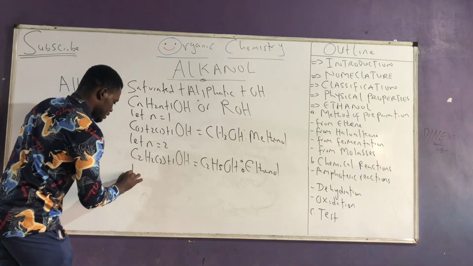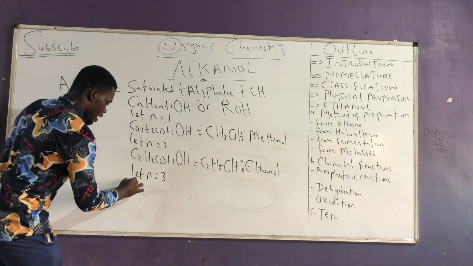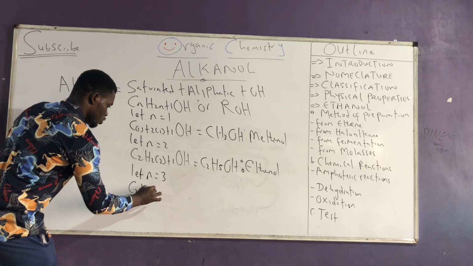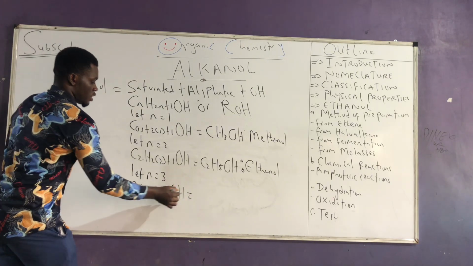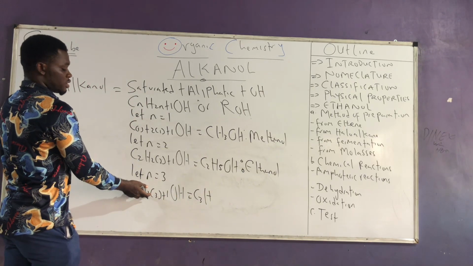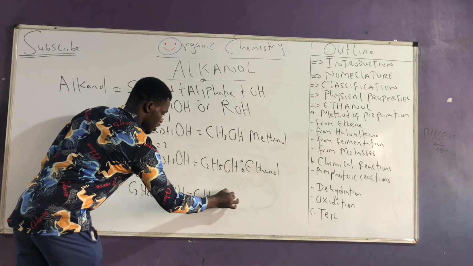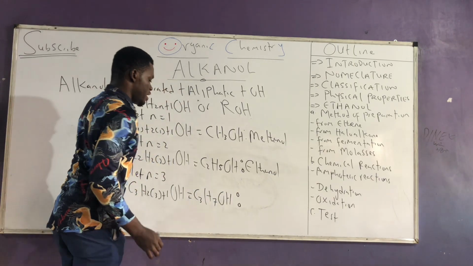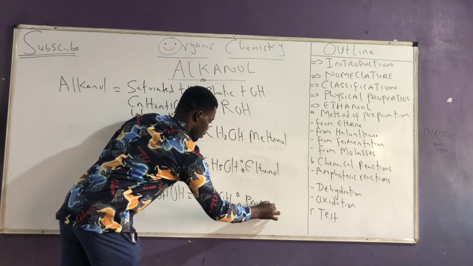I can also make n equal to 3. What do I have? We have C3H(2×3+1)OH. 3 times 2 gives us 6, plus 1 is 7. Then add up your OH. This gives us the third member of the alkanol homologous series, which is known as propanol.